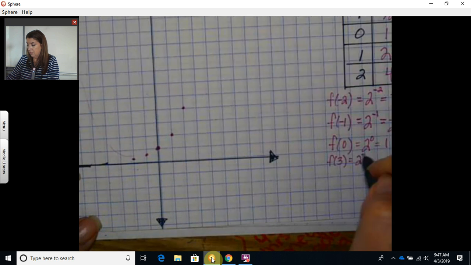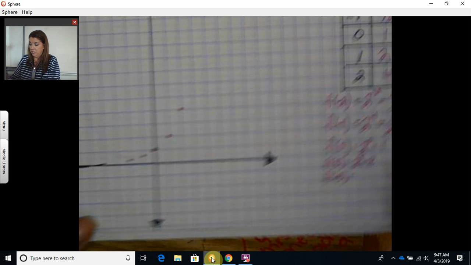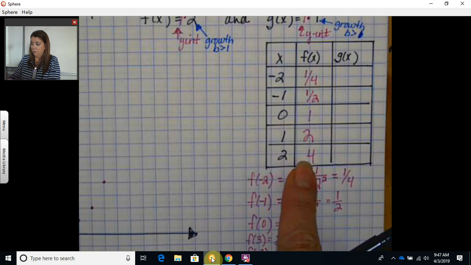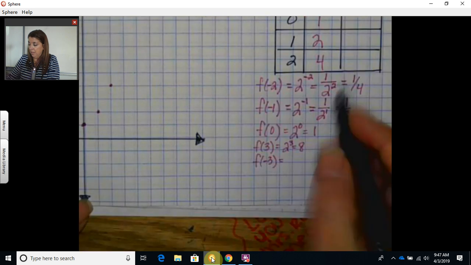Well, what if x was -3? What would that be? Look at your table of values. See a little pattern there? When x is 2, y is 4. When x is -2, y is 1/4. When x is 1, y is 2. When x is -1, y is 1/2. So what do you think -3 is? 1/8. Let me plot those.